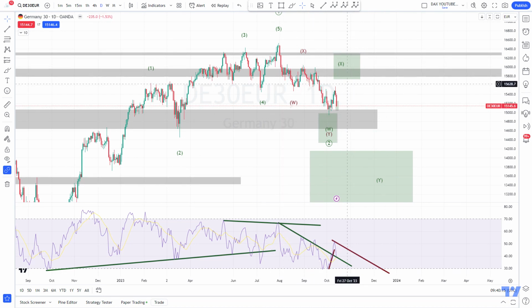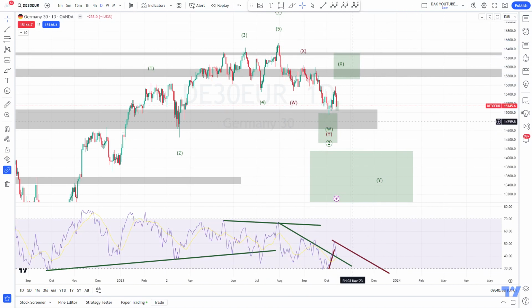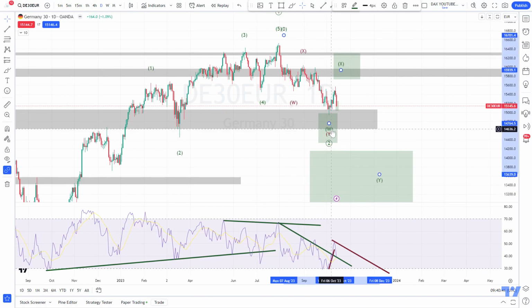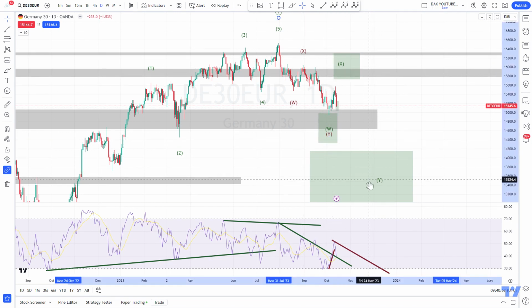So with the double correction, I mean that this WXY structure is indeed a complete corrective structure down, but this WXY structure can be interpreted as the first leg here of a bigger WXY corrective structure. So then this WXY pattern in red is just the first leg, the wave W, of a bigger corrective move, WXY again, but into this area right here. So this would be now, in my opinion, the path to go into this wave 2 area.